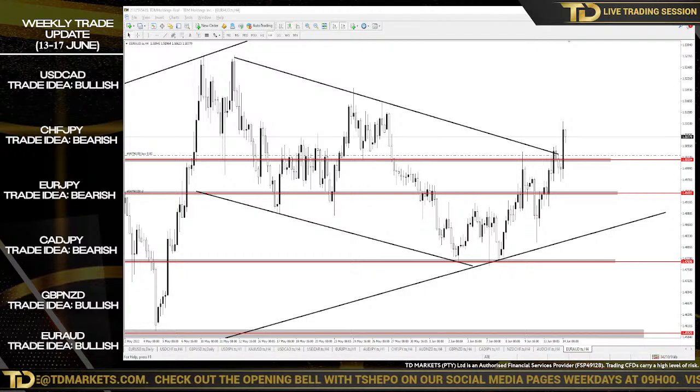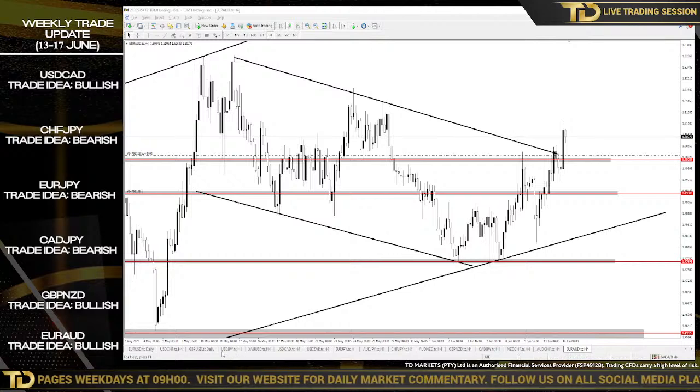I go by the name of Tepo, and we're just going to do an update, go over the pairs we discussed in the earlier session, on yesterday's session, and look at some new setups. What you see next to the chart is what we discussed so far this week. These are opportunities we've identified so far this week: USD CAD, Swiss yen, Euro yen, CAD yen, pound Kiwi, and pound Aussie. We'll do a recap and then get to new setups.